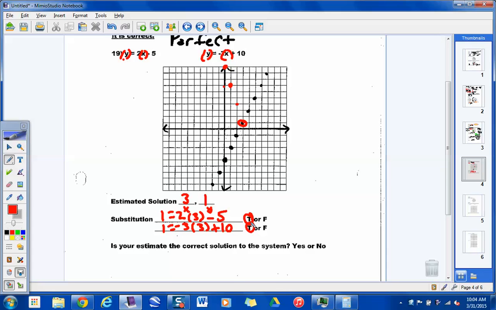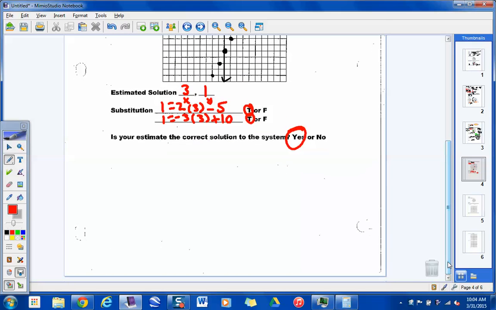Right? Yes. All I did is take this point and plug it in for x and y up here in each equation. First equation, what did you put in for y? 1. I put in a 1. 1 is equal to 2 times, what's the x value I put in? 3. Minus 5. Is that a true statement or false statement? It's true, isn't it? So it says, is your estimate the correct solution to the system? Well, both of them were true when I plugged that point in for each equation. So you're going to say, yes.